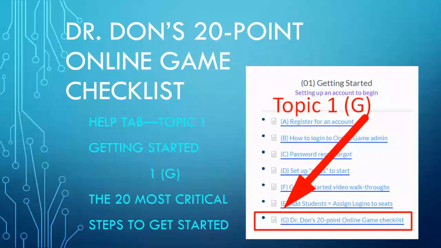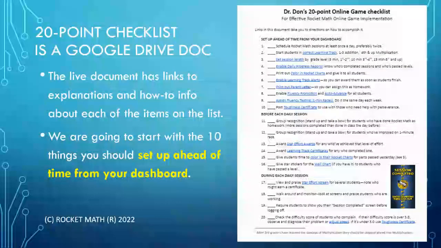On the Help tab, Topic 1 is Getting Started. Topic 1, G, gives you a link to Dr. Don's 20-point checklist. These are the 20 most important things to do to get started on an effective implementation. The 20-point online game checklist looks like this and is on Google Drive, so it can have links to explanations and how-to information about each of the items on the list. We are going to go through them now, starting with the first 10 things you should do before getting started with the students.